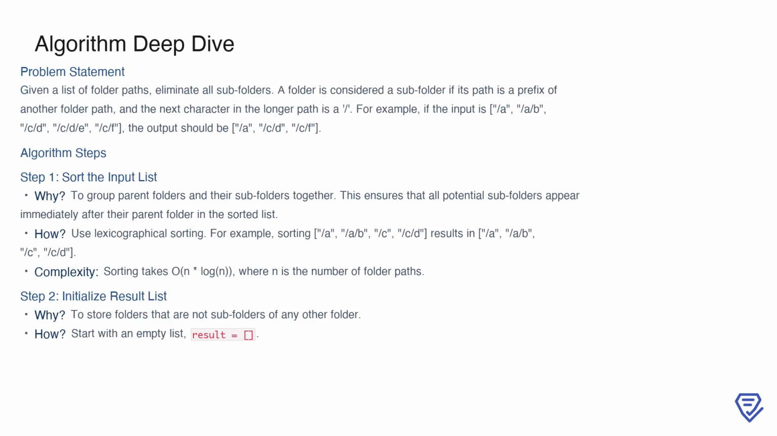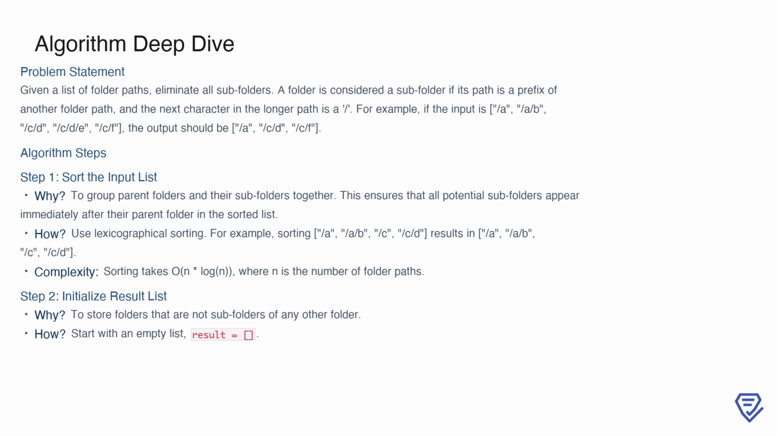The goal of this problem is to remove subfolders from a list of folder paths. A folder is classified as a subfolder if its path is a prefix of another folder path, and the next character in the longer path is a /. For instance, given the input list /a, /a/b, /c/d, /c/d/e, /c/f, the output should be /a, /c/d, /c/f, since /a/b and /c/d/e are subfolders of /a and /c/d, respectively.